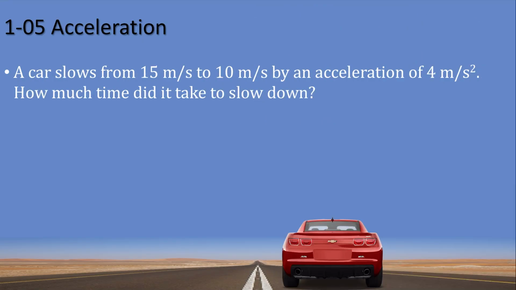A car slows from 15 meters per second to 10 meters per second by an acceleration of 4 meters per second squared. How much time did it take to slow down? All right, so I have my acceleration, I have my initial velocity, my final velocity, and I'm looking for time. So I can use my acceleration formula. Remember, acceleration is change in velocity over change in time, and change in is always final minus initial.